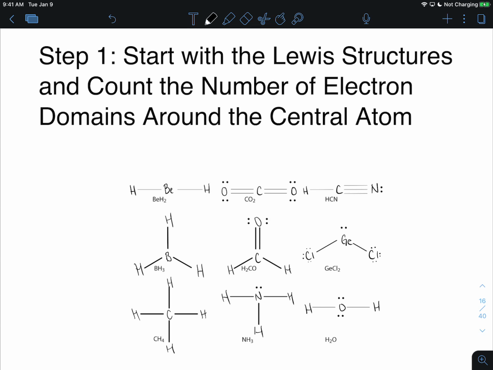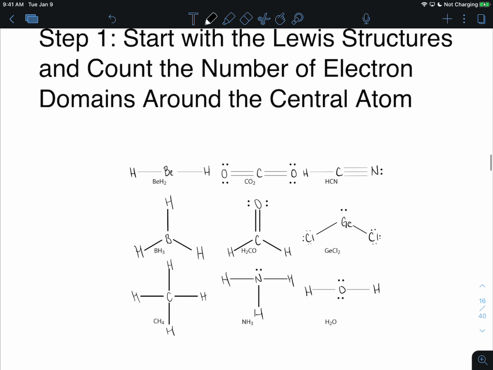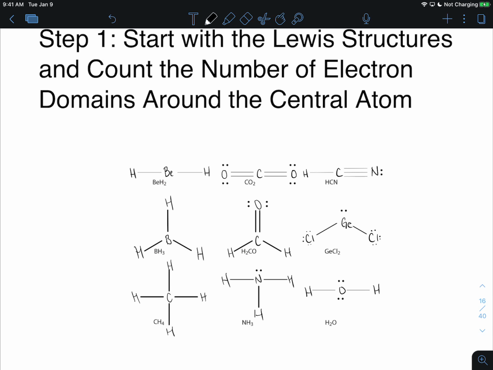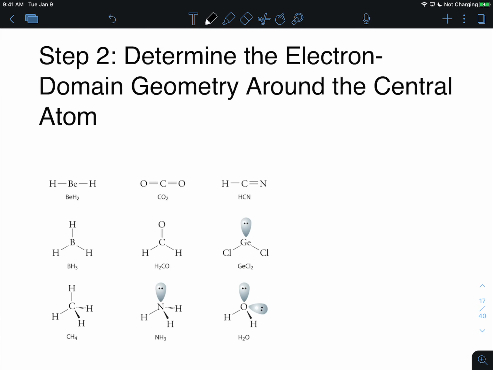So let's start by looking at a couple of examples. So step one, we start with our Lewis structure. I've already got the Lewis structures for all of these drawn in. So that is always going to be your step one. Next, we're going to determine the geometry around the central atom by counting our electron domains. So in all three of these cases, we have 2 electron domains around the central atom.